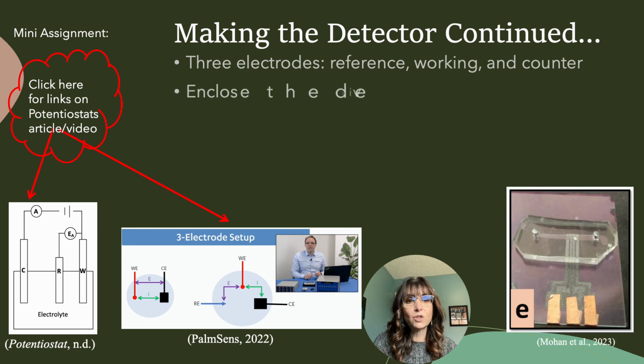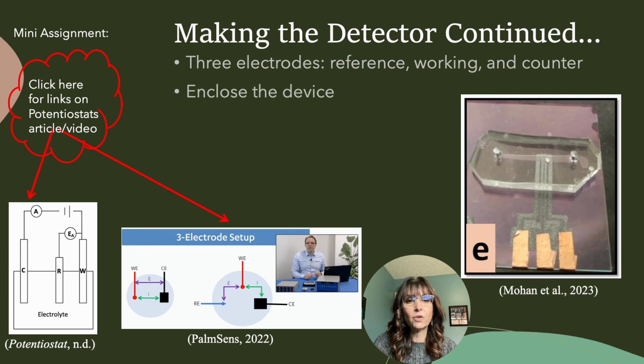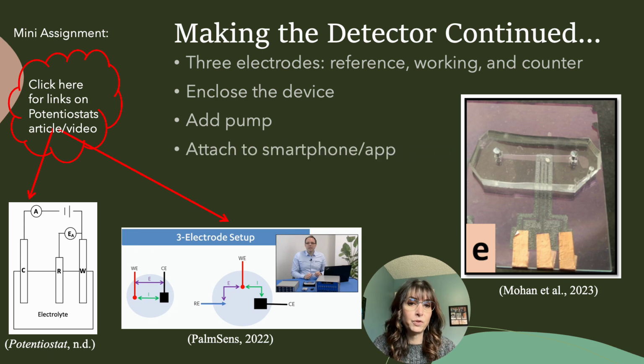Well, so far their device was open, and they needed to enclose it so they can include a pump to direct the water flow. They used soft lithography to create the channels on a mold and then poured polydimethyl siloxane, which is a synthetic polymer kind of like rubber, into this mold and let it cure overnight. They then bonded that layer to their plate, their glass chip, to enclose the whole system. They were then able to add a pump that could control the water flow, and lastly, they attached the electrodes to a smartphone and app to monitor the data.